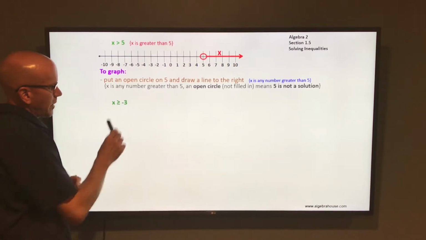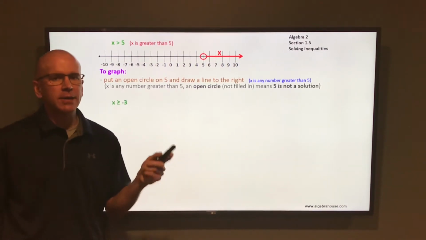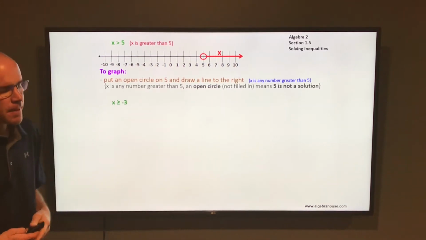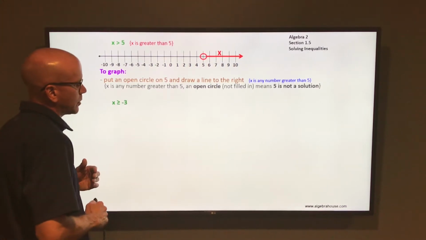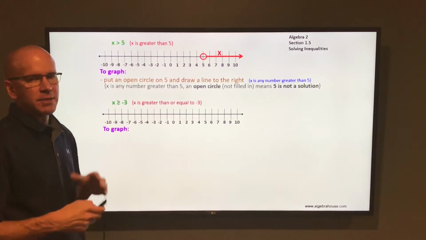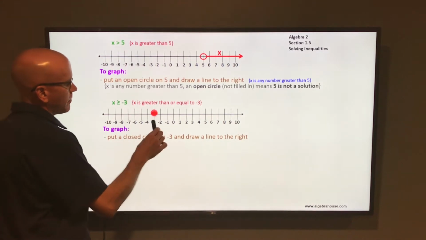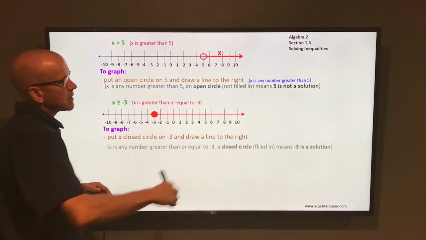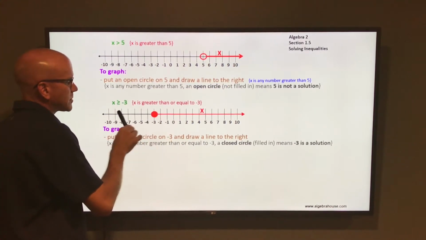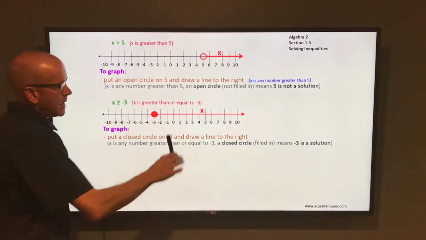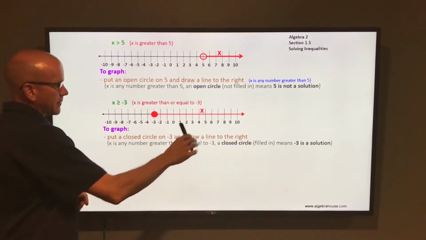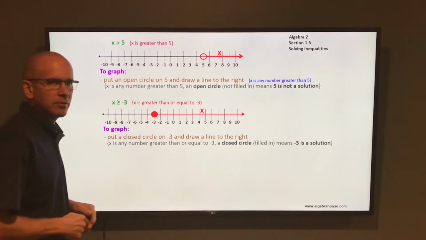Next, we have x is greater than or equal to negative 3. So this is saying that x could be greater than negative 3, or it could also be equal to negative 3. So if x is greater than or equal to negative 3, to graph this, we're going to now put a closed circle on negative 3. That means filled in. And what that means is that the value of x does include negative 3. Compared to this one up here where x did not include 5, x does include negative 3. So we fill that circle in because of the equal to sign with it. And then the arrow is going to the right. So all x values are greater than or equal to negative 3. This line, this arrow, represents the value of x.